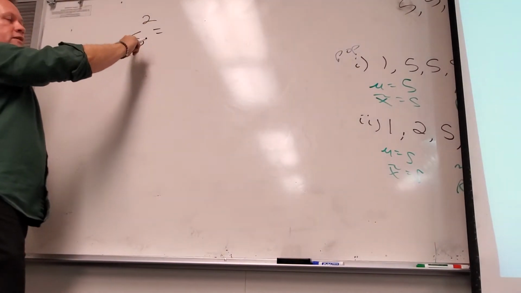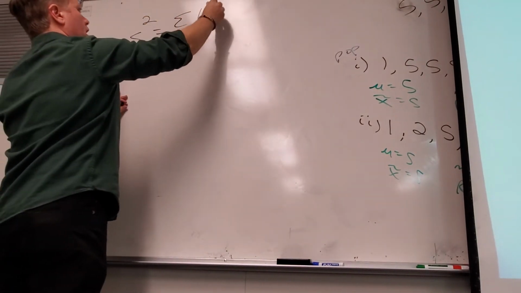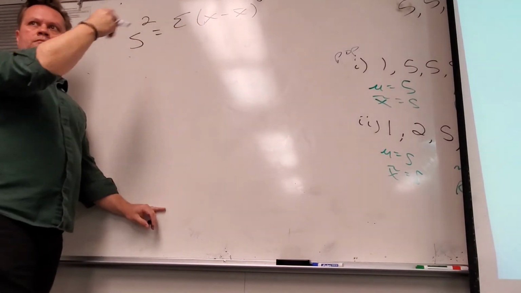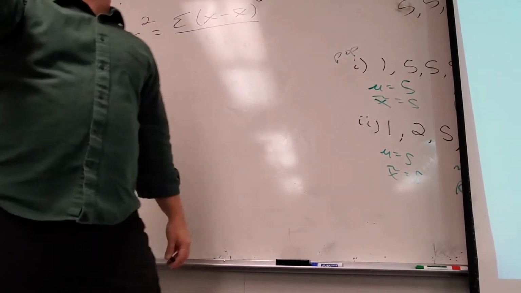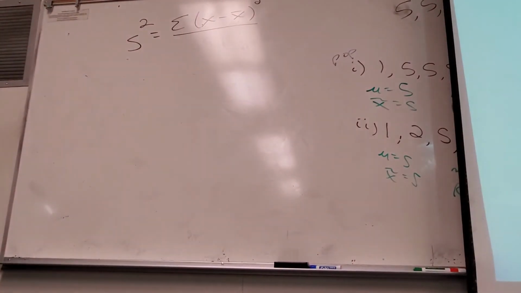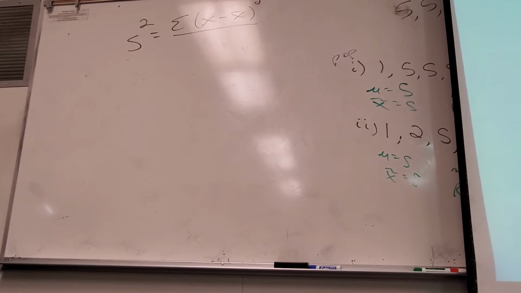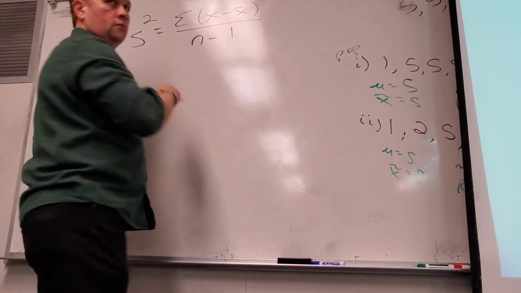I know it's a sample because I've got our letter here, not a Greek letter. First off, the top is going to look a little bit different because it's got to have an X bar instead of a mu. And then I'm going to divide by something that makes the answer bigger, because remember, they're going to underestimate it since they're closer to their own average. So in reality, it should be a little bigger. So instead of dividing by n, I divide by something smaller to make the whole thing bigger. I divide by n minus 1.